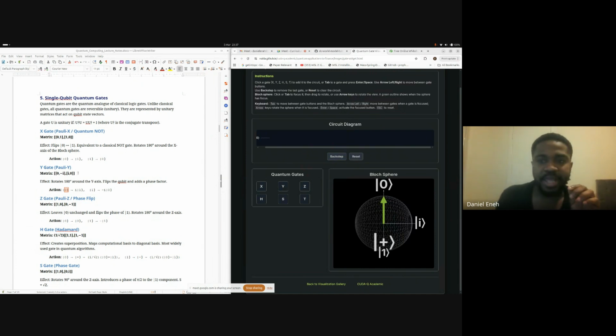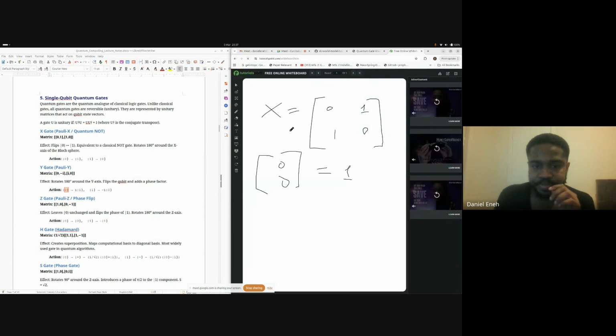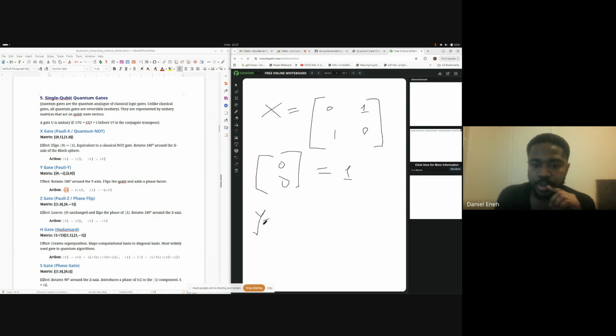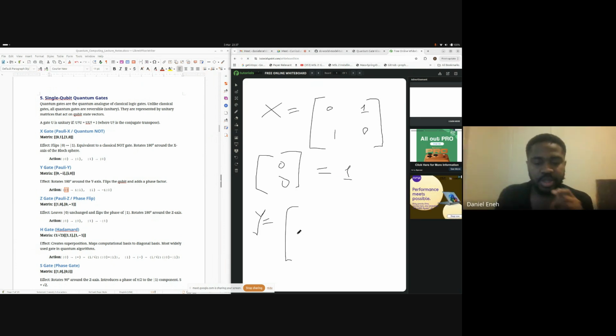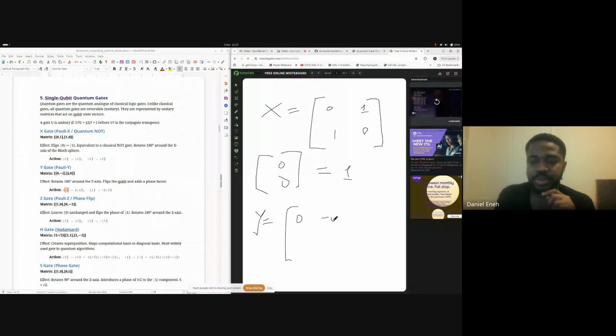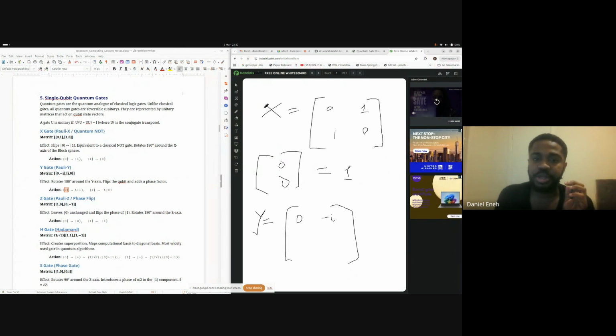Then look at the Y gate. The Y gate is defined with this. So are these gates just like a matrix? Yes, exactly, a matrix. I will share this note with you. And who knows what an imaginary number is? Some people use i, some people use j. So i is imaginary.